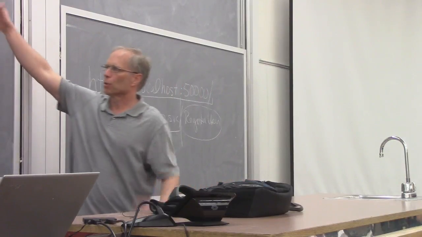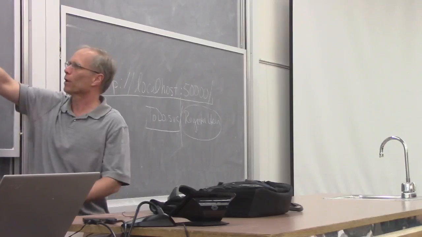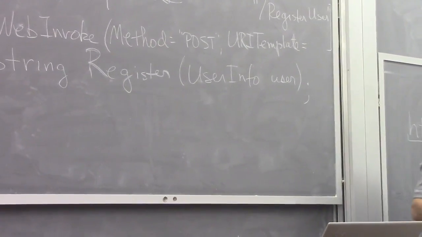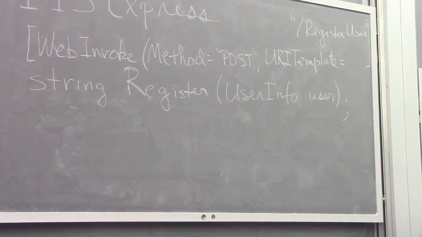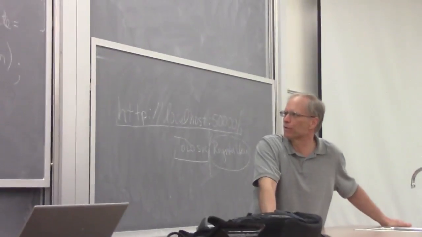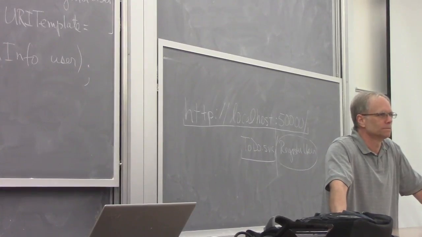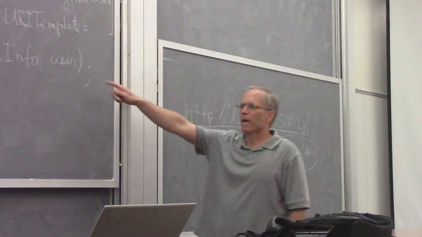Now, so back over here. So it just happens that register user gets called. I mean, the URL coming in matches this. It's a post request. That method gets called. What's the parameter to that method? What is a user info object? Right. It happens automatically for you.